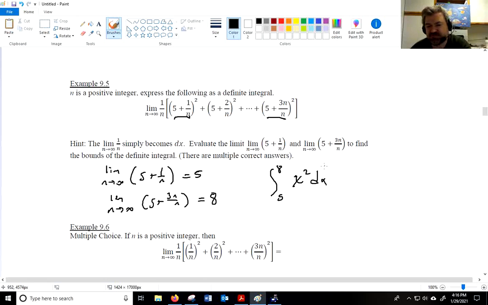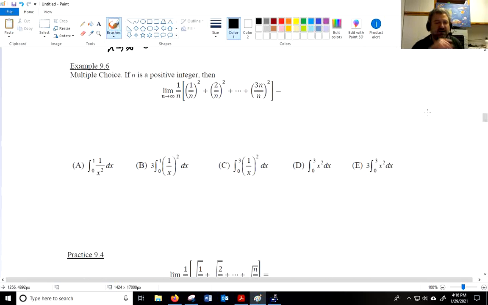I said there could be multiple correct answers because someone else might come along and say, well, isn't that really the limit of 1 over n? Doesn't this 1 over n start at 0 and 3 over n goes to 3, so x or 5 plus x? Aren't they really adding 5 to x? But that's the same thing. You could do a u substitution and confirm that these are, in fact, the exact same thing when you change the bounds.